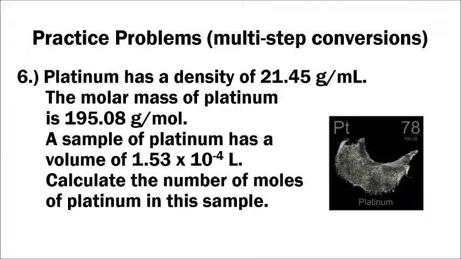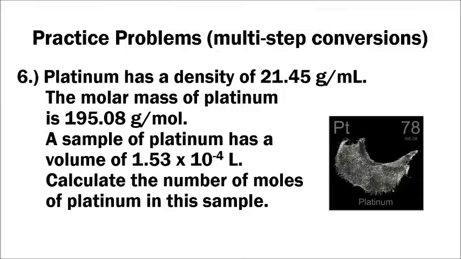Platinum has a density of 21.45 grams per milliliter. The molar mass of platinum is 195.08 grams per mole. A sample of platinum has a volume of 1.53 times 10 to the negative 4 liters. Calculate the number of moles of platinum in this sample.